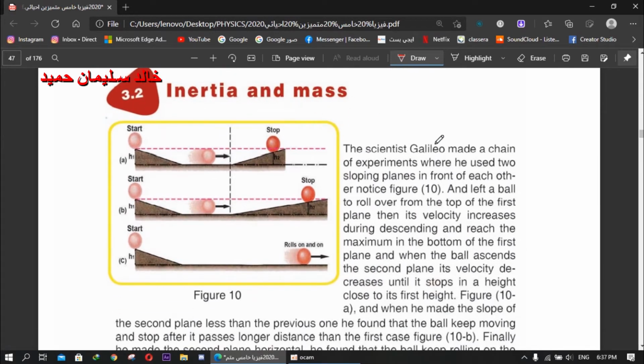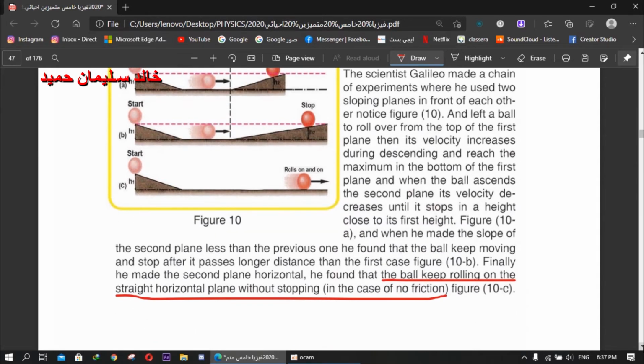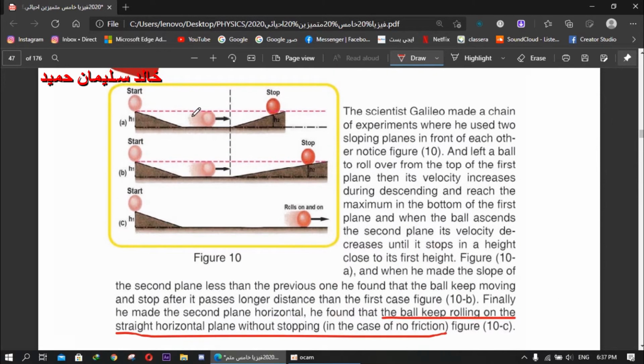Inertia and mass. See this figure. This ball will move in this direction. It will stop here and return back. If we make this side longer, the ball will move a longer distance. If this side is horizontal, the ball will move longer than in the previous cases. Also, the ball will stop because of the friction with the surface and the resistance of the air.